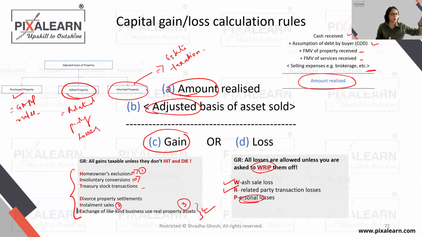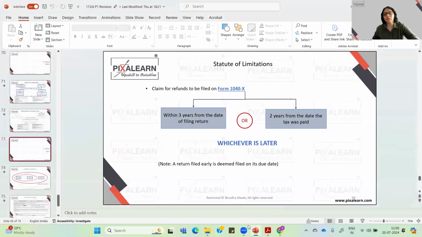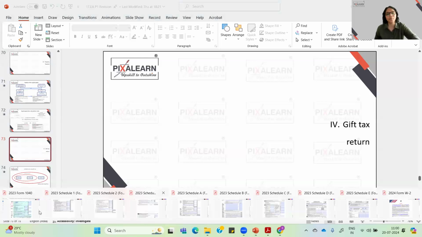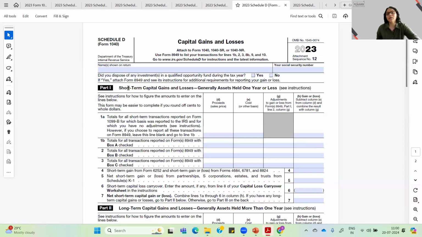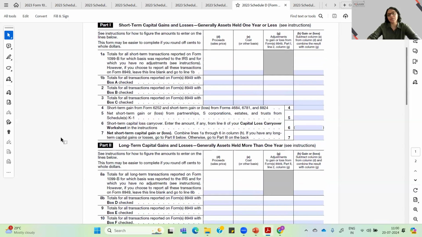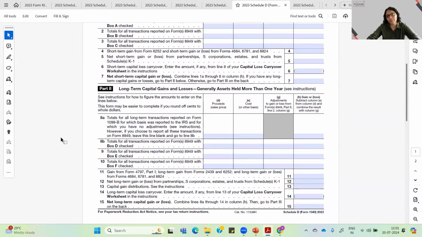Okay, so we've done Form 1040. And now you will see that this would come as a part of your Schedule D, right? You remember? 1040, 1, 2, 3, A, B, C, D. So this is Schedule D. See, if it's a short-term gain property, if it's a long-term gain property, then what is the amount you've realized?